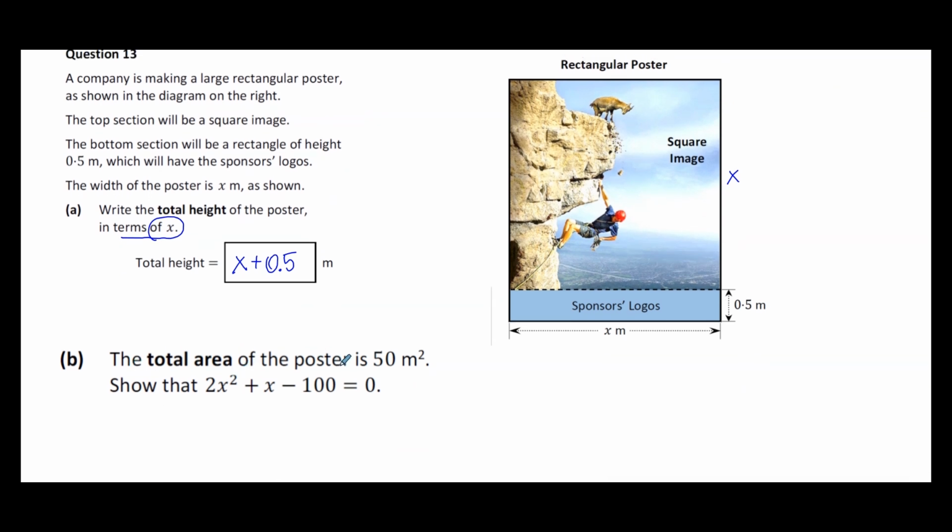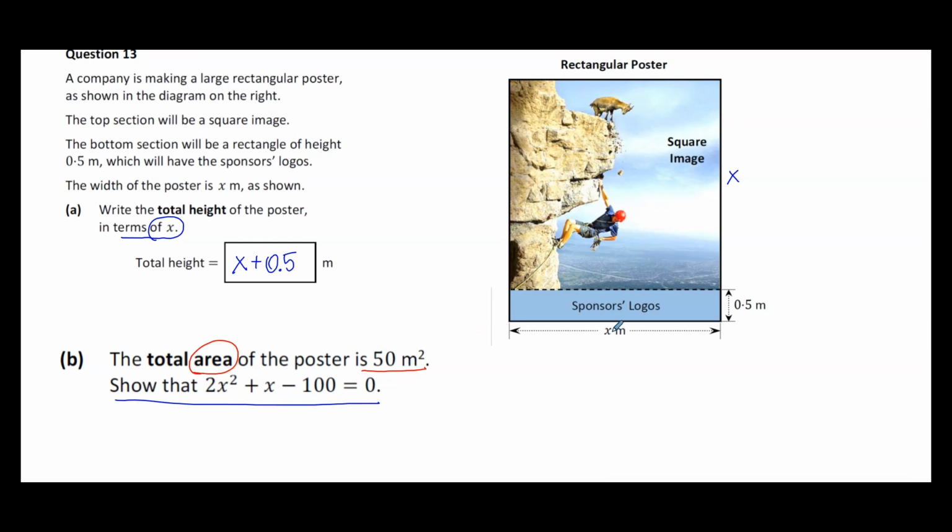The total area of the poster is 50 meters squared. Show that. So when they are giving you an answer, because normally they will say, well, what's the area? But here they are telling you what the area is. Therefore, you have to ask yourself a question: how did they get that number?